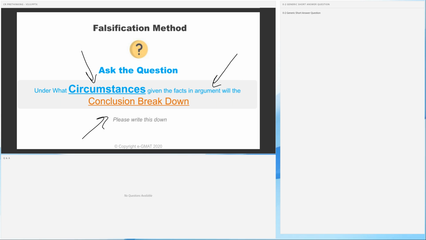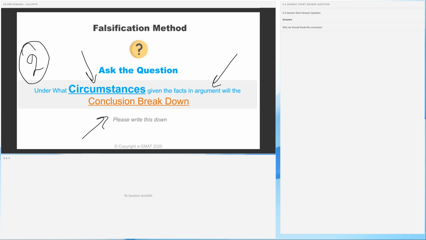This is the generic form of the pre-thinking question, and it will work for every argument, whether it's causal, whether it's predictive, whether it's just something that says that this happens. Okay. This is the second thing that I want you to write down. This is the last thing that you need to write down in this webinar. So write this down, because this question, regardless of the kind of argument that you face, would remain the same.